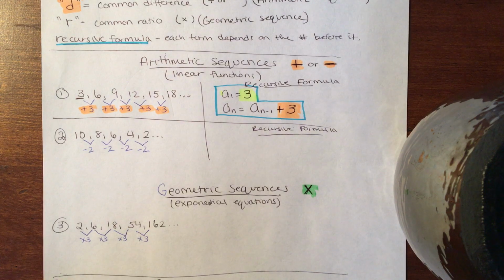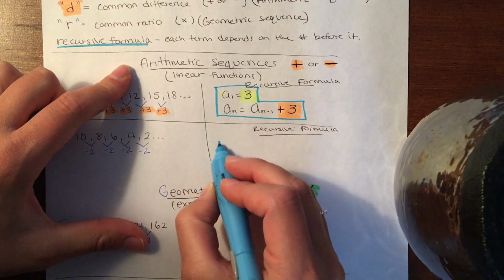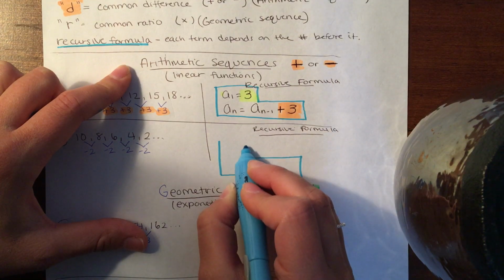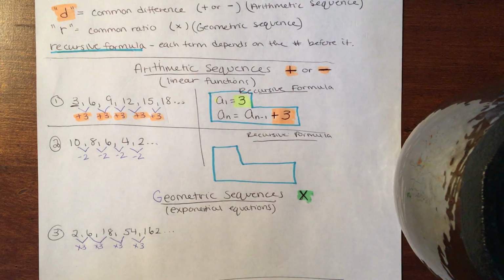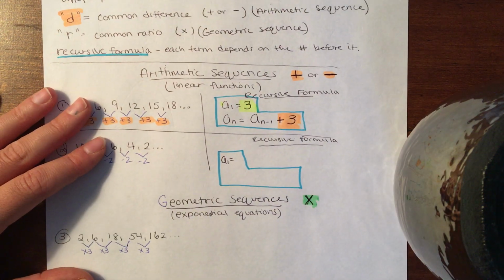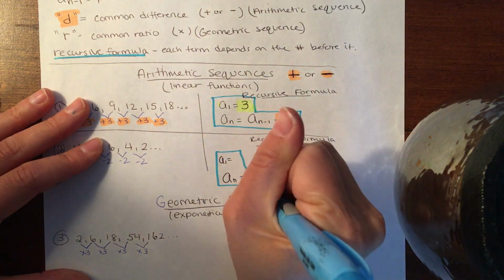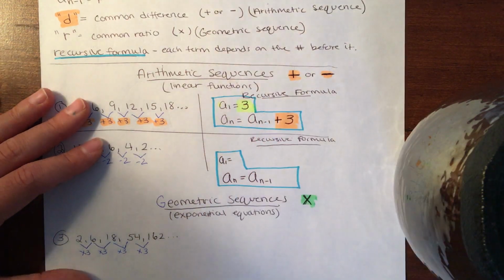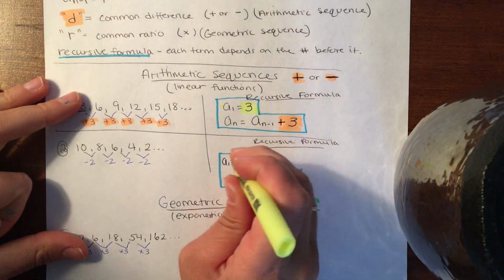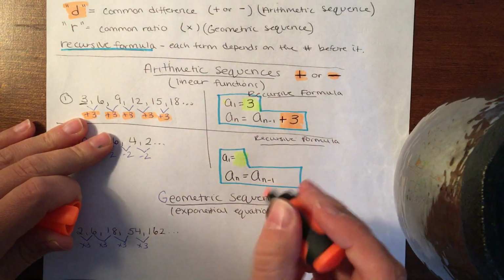All right, so in blue again, I'm gonna draw my little L to remind myself of the pieces of a recursive formula that I always need to write. So you always need to write A1 equals your first term defined, and then A sub n, any number in the sequence, equals A sub n minus 1. Okay, and then I need to just find my first number and my common difference.